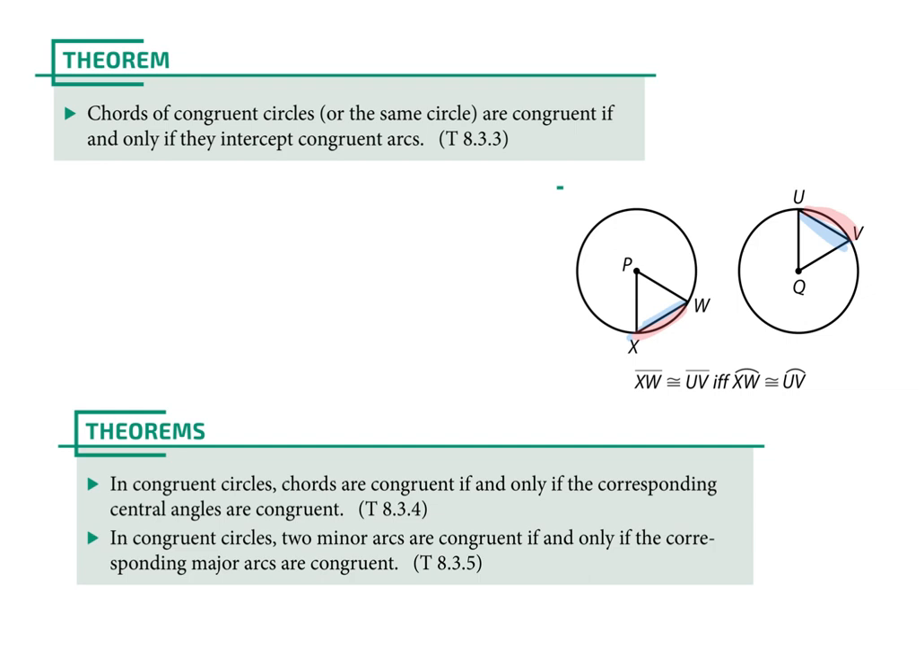In congruent circles, chords are congruent if the central angles are congruent. In congruent circles, minor arcs are congruent if the corresponding major arcs are congruent. The pieces have to be congruent.